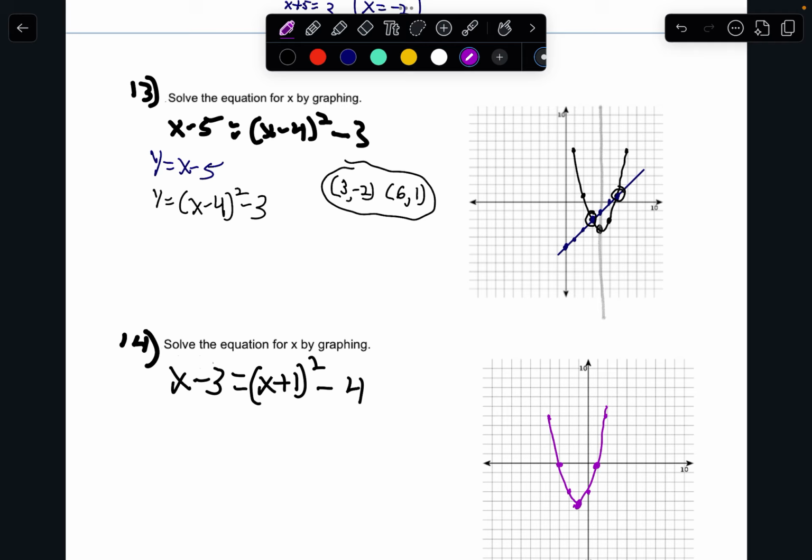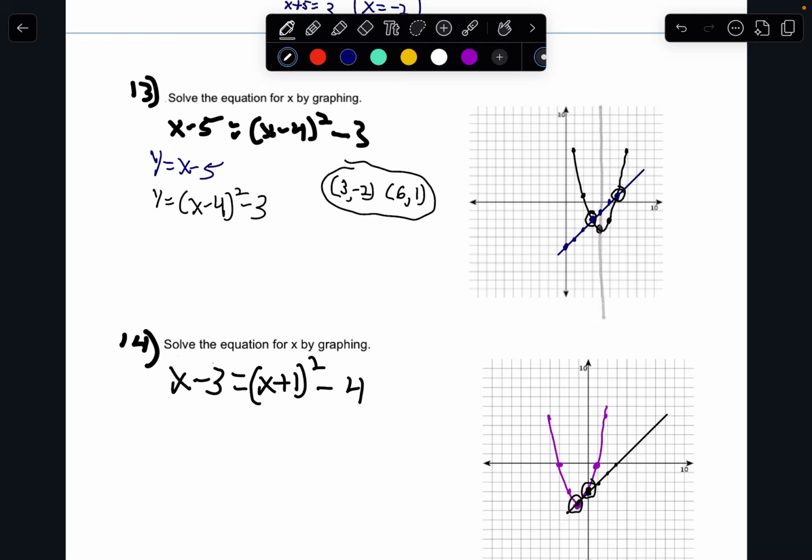Okay. Now the other is just a straight line, 1, 2, 3, right there. And we go up 1 to the right 1, up 1 to the right 1, up 1 to the right 1. We go down 1 to the left 1, down 1 to the left 1. And our line looks like this. And we have 2 points of intersection. We have that point and this point.